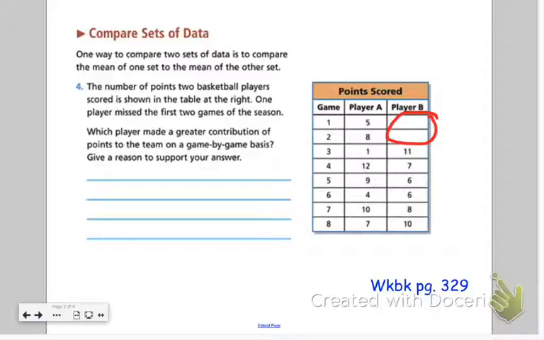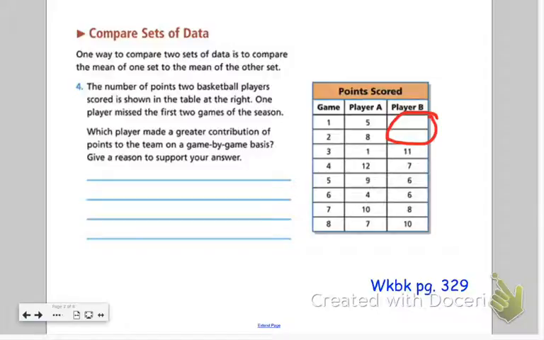Just by looking at all these numbers, can you tell which player really helped their team get more points? It's kind of hard to tell, especially with player B not having as many points listed as player A. You might think player A would be the better one because they were there every game and scored points at every game. But player B also has the 11 and the 10, a lot of bigger numbers there. So let's find out.